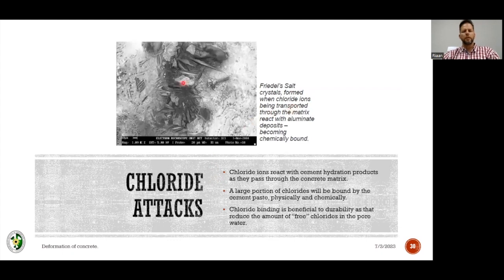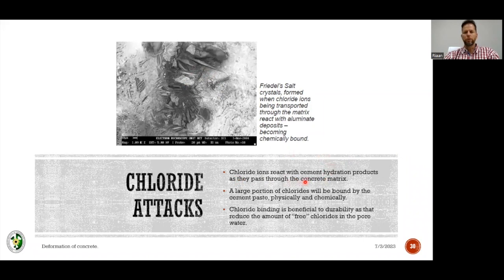Interesting thing, this is a little picture of Friedel salts. Now, Friedel salts are formed when chloride ions move into your concrete matrix and react with C3A. These Friedel salts will then also aid to make your concrete less permeable. So it then reduces the rate of chloride introduction, or the chloride entry, inside your concrete. So it reacts with the cement hydration products as they pass through the concrete matrix.